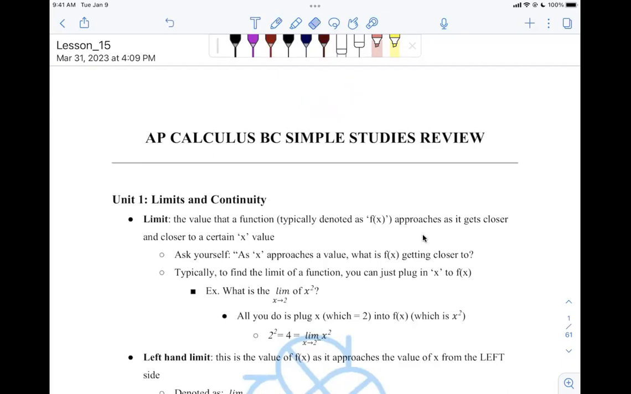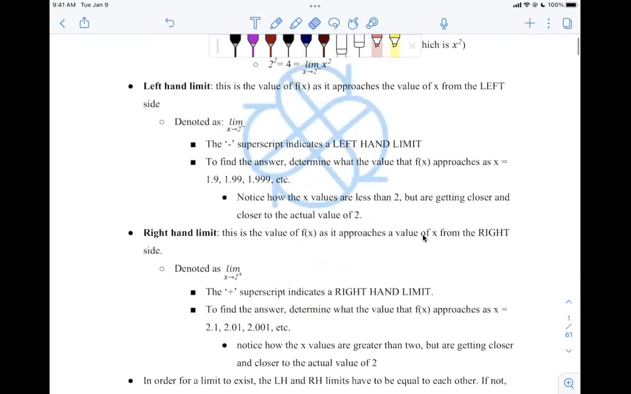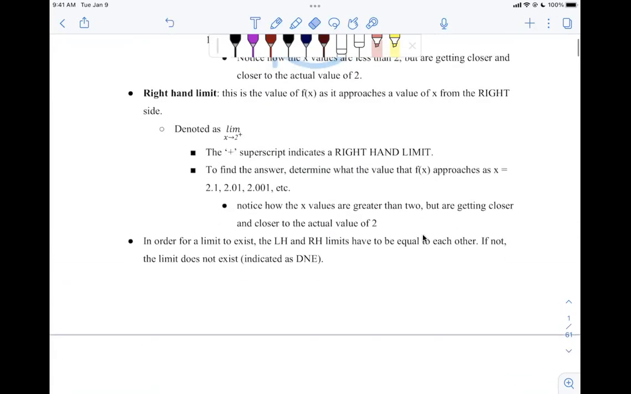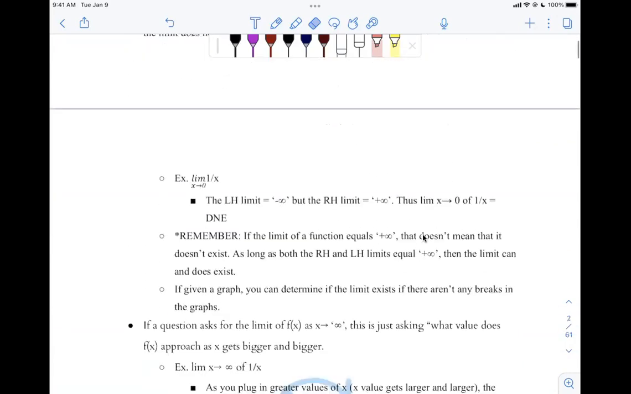Now, a function is continuous at a point if the limit exists and equals the value of the function. We say a function is continuous if it's continuous at every point where it's defined. So right-hand limits come from the right, left-hand limits come from the left. If both exist, then we have a total limit.